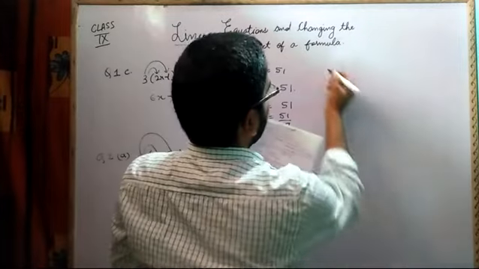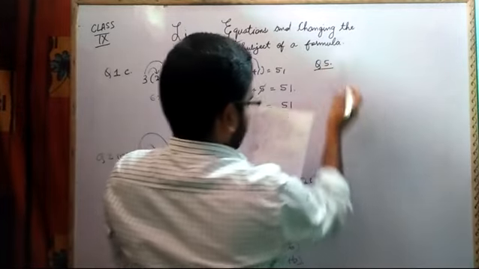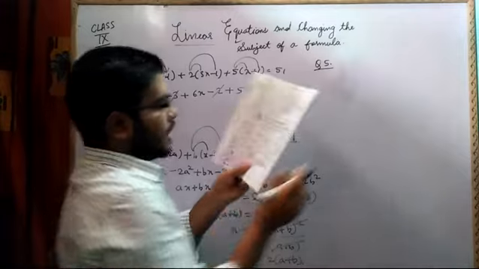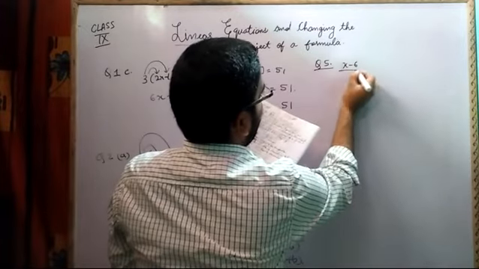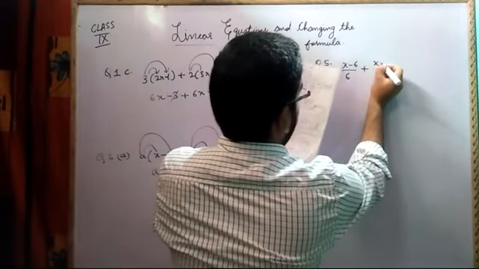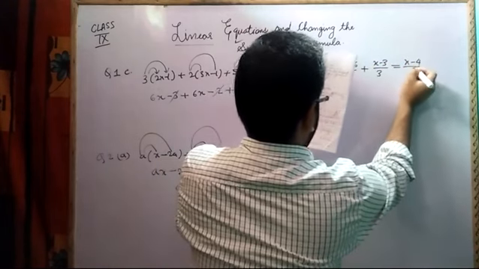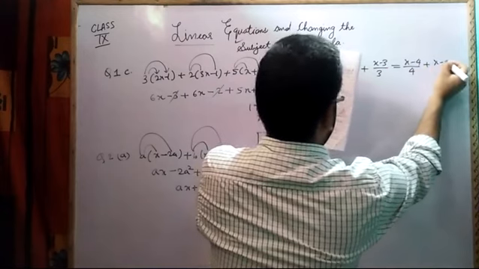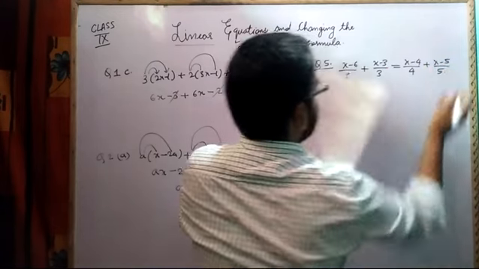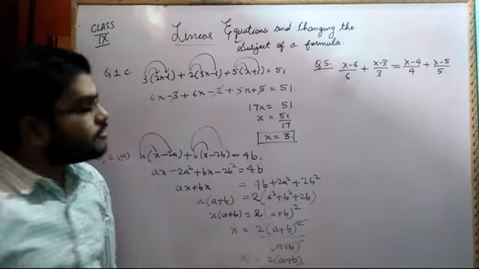5 I will be solving here. Question number 5, my dear students. Solve x minus 6 upon 6 plus x minus 3 upon 3 is equal to x minus 4 upon 4 plus x minus 5 upon 5. We have to find the value of x.